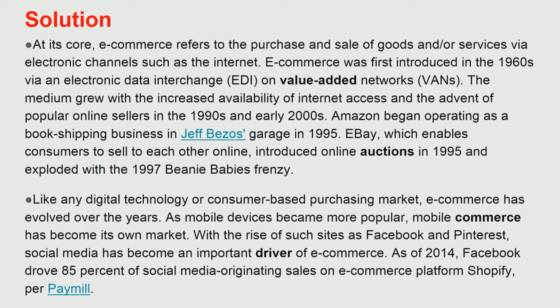The medium grew with the increased availability of internet access and the advent of popular online sellers in the 1990s and early 2000s. Amazon began operating as a book shipping business in Jeff Bezos' garage in 1995. eBay, which enables consumers to sell to each other online, introduced online auctions in 1995 and exploded with the 1997 Beanie Babies frenzy. Like any digital technology or consumer-based purchasing market, e-commerce has evolved over the years as mobile devices became more popular, mobile commerce.